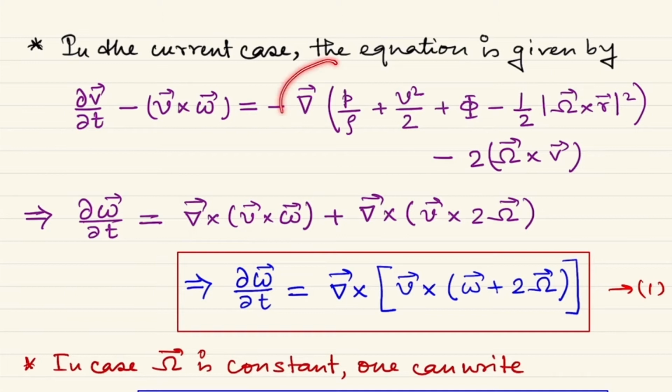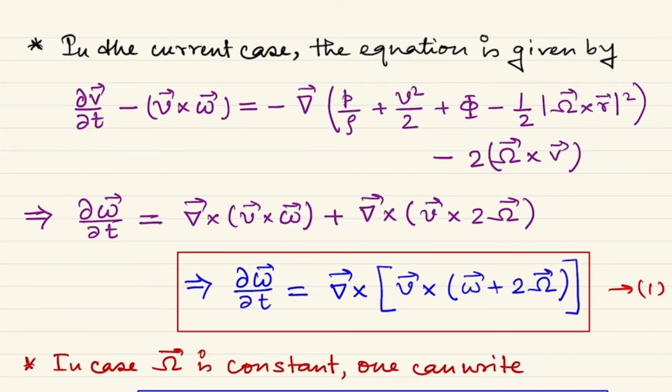So the curl of the whole gradient will vanish, because the curl of a gradient always vanishes, and minus 2 times omega cross V will also be taken inside the curl. So now I have just changed the sign from minus to plus, and I wrote it as plus curl of V cross 2 omega. I just changed the order here.